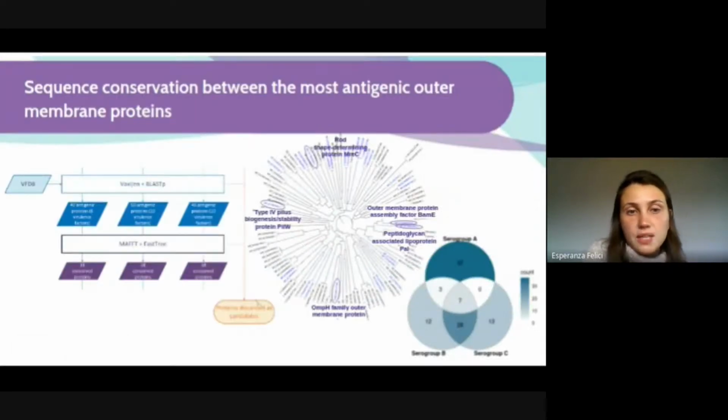After that, we assessed the conservation between the most antigenic protein sequences with a multiple alignment performed with MAFFT and a phylogenetic tree built with FastTree. These are the completely identical essential outer membrane proteins shared between the 3 serogroups. We selected 5 protein families to proceed with more analysis.